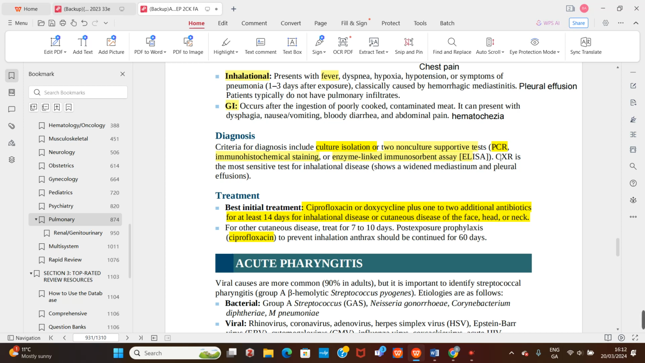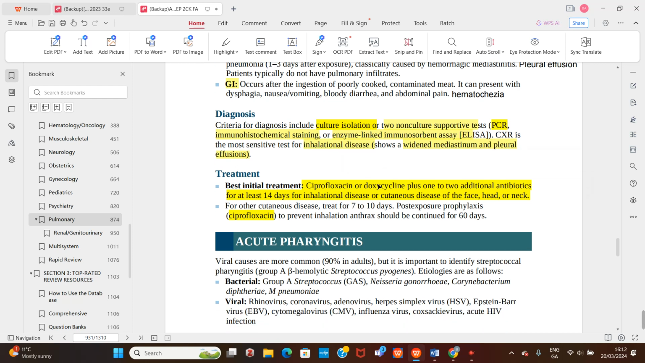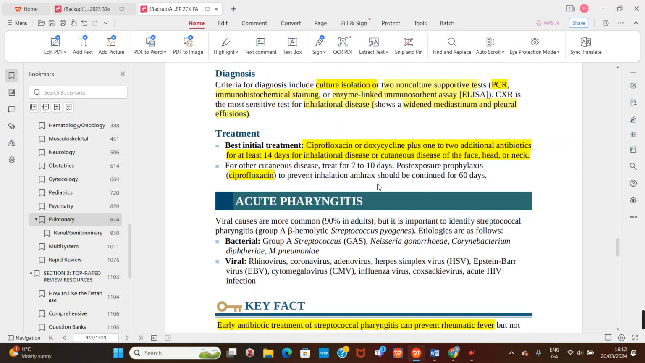And on chest X-ray, you are going to see the widening mediastinum we have talked about, or associated pleural effusion. So it's very, very sensitive in people that have the inhalational disease, because they are going to have hemorrhagic mediastinitis, and you can make your diagnosis from there.